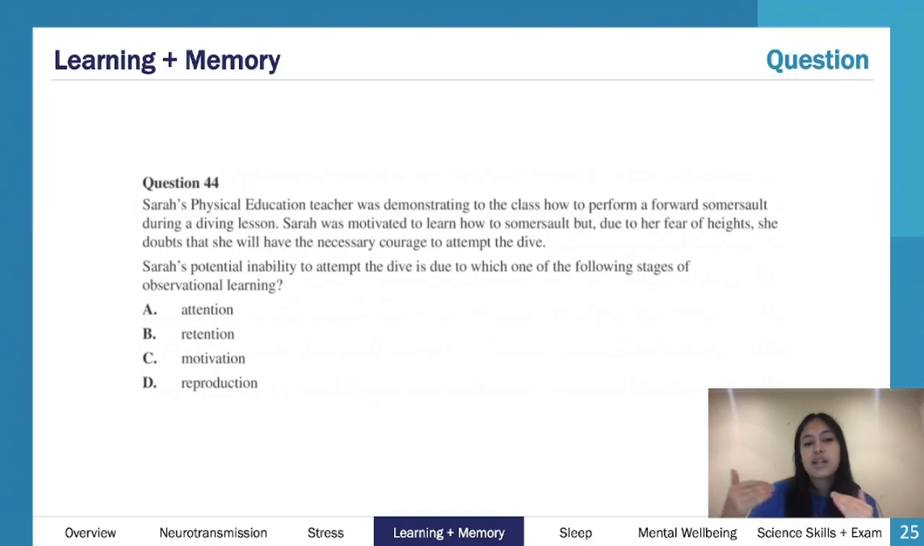Whereas D, reproduction, this last sentence: Sarah was motivated but due to her fear of heights, she doubts that she'll have the necessary courage to attempt the dive. So it's that idea of that mental and physical capacity to actually reproduce the behavior. That's what's lacking. So therefore it's D. And again, this is what I talked about. There's nothing here to say that she's definitely paying attention or that it's definitely retained, but there's something here that's very explicitly relating to reproduction. So therefore you can assume attention's going on and retention's going on as well.